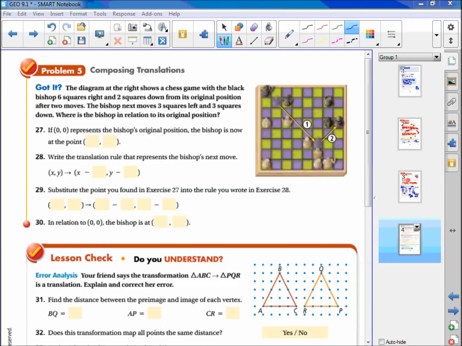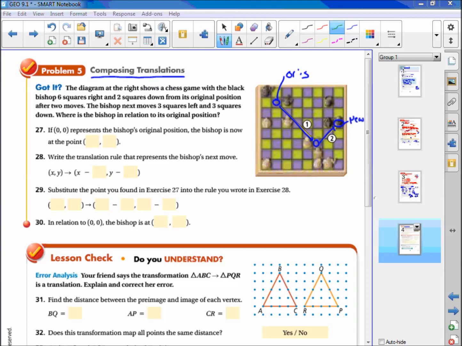All right, page 4, problem number 5 at the top here, the big problem, composing translations. So the diagram at the right shows a chess game with the black bishop 6 squares right and 2 squares down from its original position after 2 moves. So here's its original position. Okay, it moved here for move 1, following this thing, and then it moved here for move 2. So this is the new position, okay, after 2 moves.